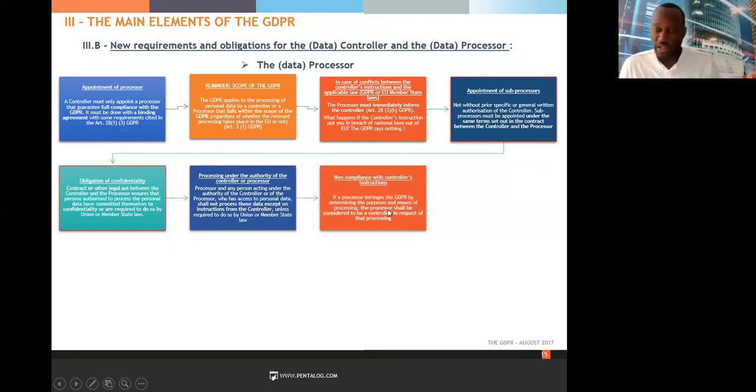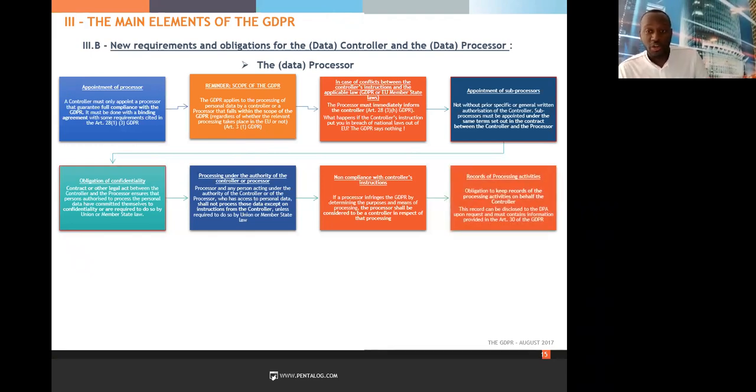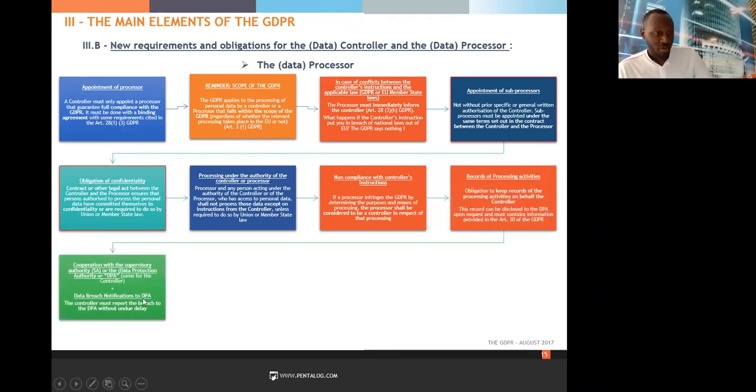Non-compliance with controller instruction. If a processor infringes the GDPR by determining the purpose and means of processing, what should we do? The processor shall be considered to be a controller as part of that processing. Record the processing activity, we talked about it. You have to collaborate with the supervisory authority and notify the breach to the data protection authority.